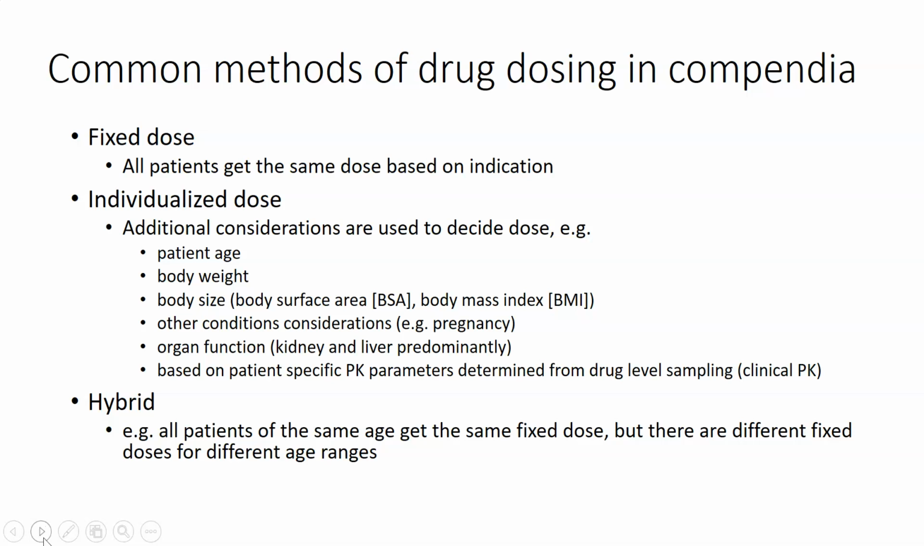And then there are some hybrids of an overlap of using a fixed dose, but with some individualization. For example, we see this a lot in pediatrics, where all pediatric patients of the same age range get the same fixed dose. But there are different fixed doses for the different age ranges. So that's just to give you a bit of an introduction to some of the ways that you will see drugs dosed when you're looking them up in the compendia.